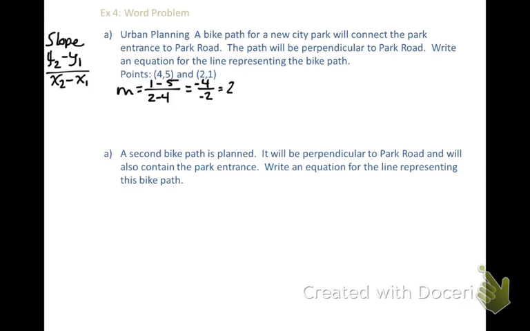Now we are going to find the perpendicular slope of that. And that will be the opposite of 2, which is negative 2, and the reciprocal of 2, which is 1/2. So that's the second part of this.